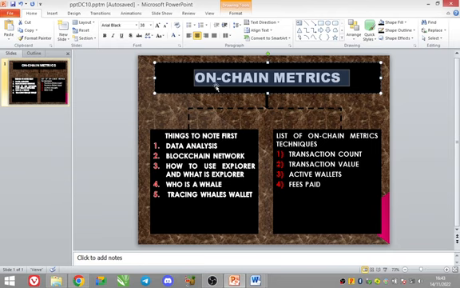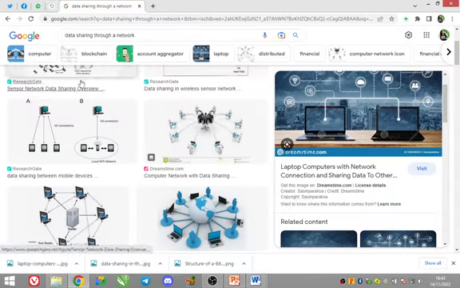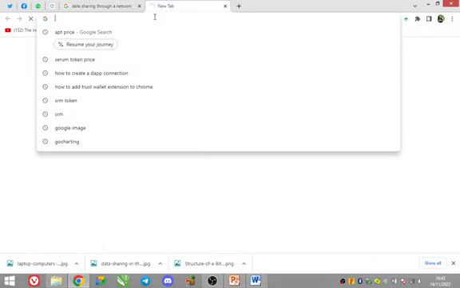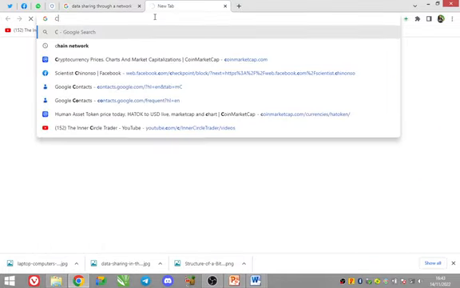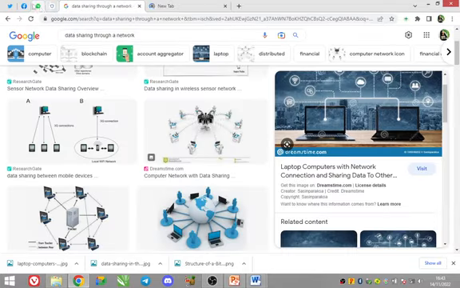But before I dive into the on-chain metrics, I would like to do something. Okay, let us say this is our CoinMarketCap. We actually know our CoinMarketCap. We discussed it in our last session.